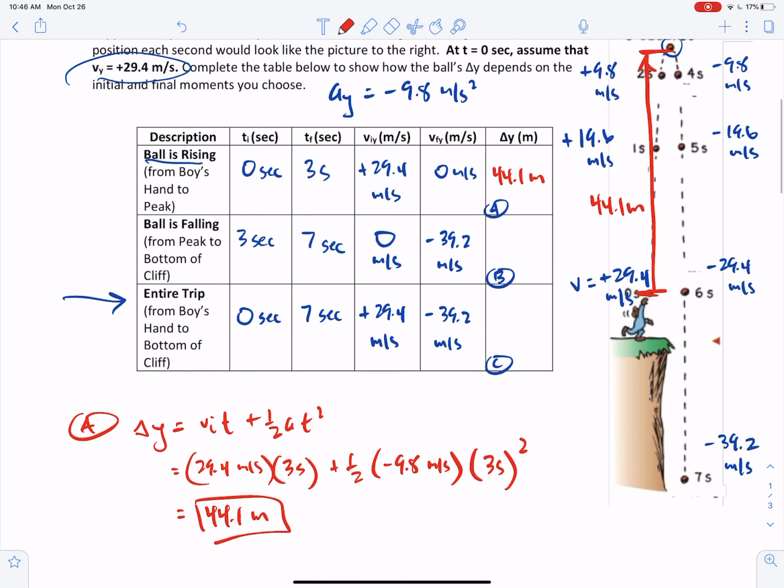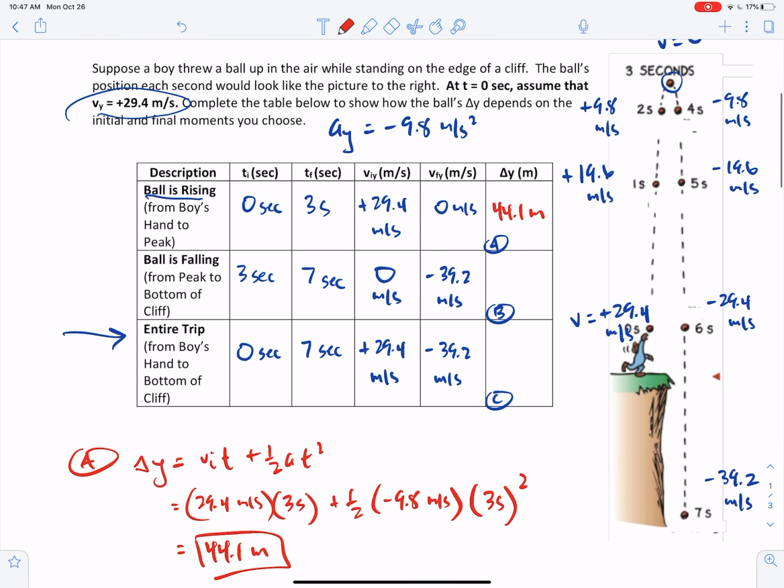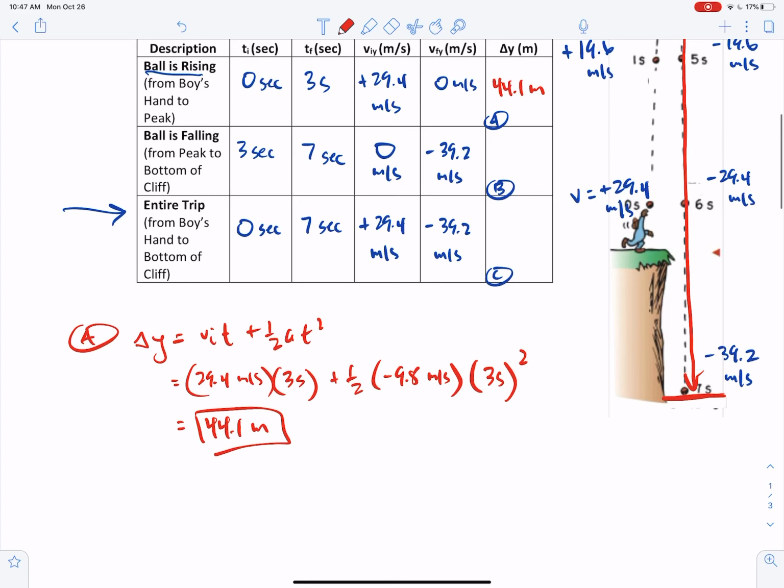Let's look at problem B. So now I don't want to know how high it goes. I want to know how far it falls. So in this next problem here, when the ball is falling, what's the delta y? Well, now when the ball is falling, the delta y is from here all the way down to here. Okay, how far does it fall from its peak? So this is problem B, okay?